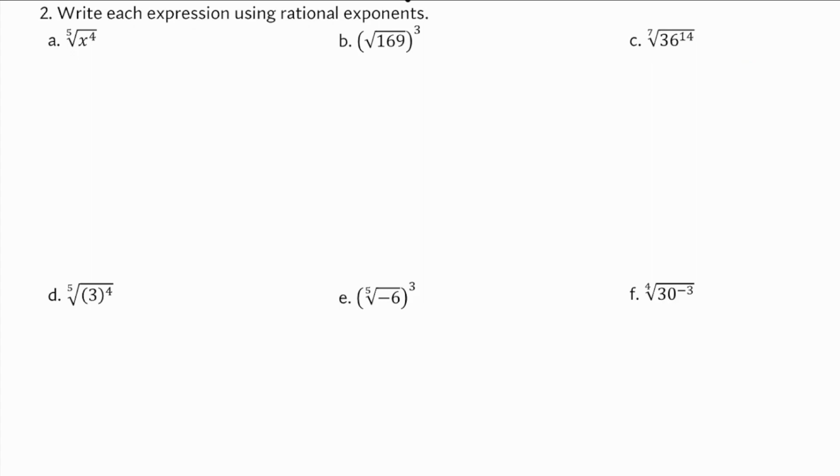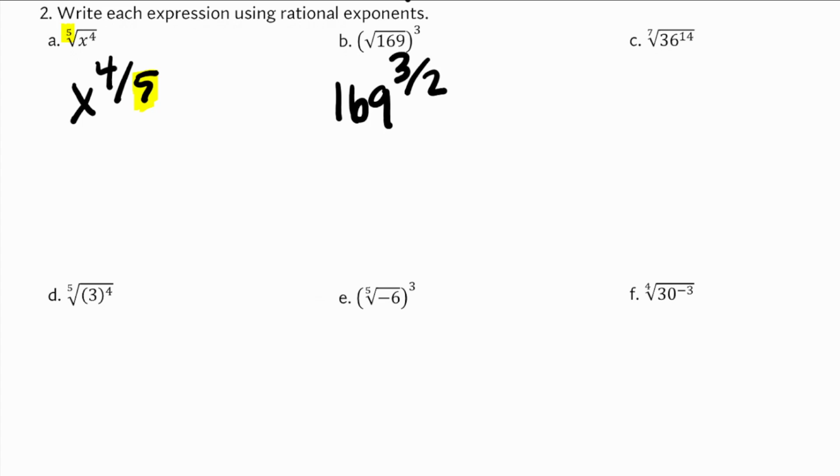Now we're going to write the expression as a fraction exponent. This one where it's the 5th root of x to the 4th, we're going to say that's x to the 4/5 power. Remember, the index of the radical is always what ends up being the denominator of the fraction. Next, the square root of 169 taken to the third. Square root is the second root, so the denominator of my fraction exponent will be 2, and the numerator will be 3 because I'm taking that to the third power.